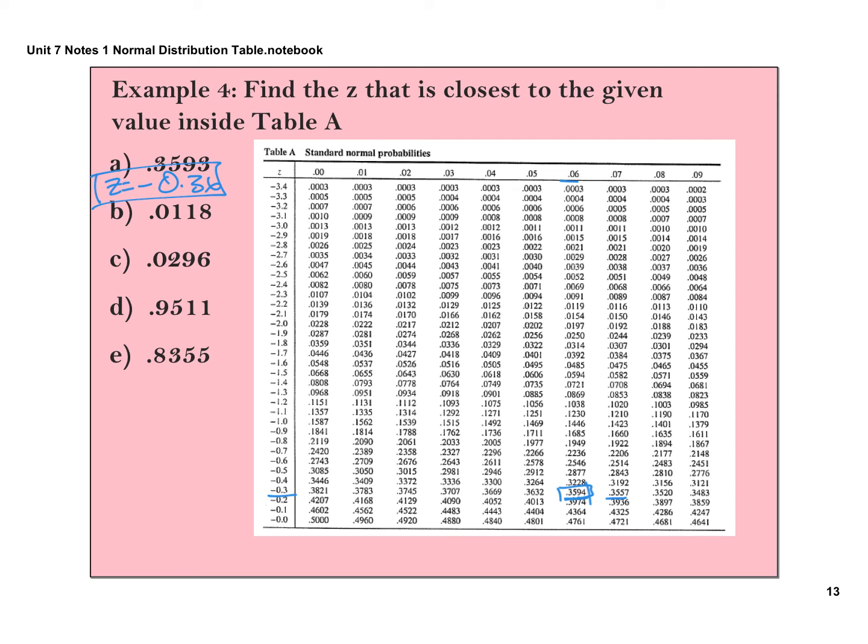How about 0.0118? I'm just looking in the body of the table. Here's 0.0116. Here's 0.0119. 0.0118 is going to be closer to that one. So the z-score that I want is negative 2.26.